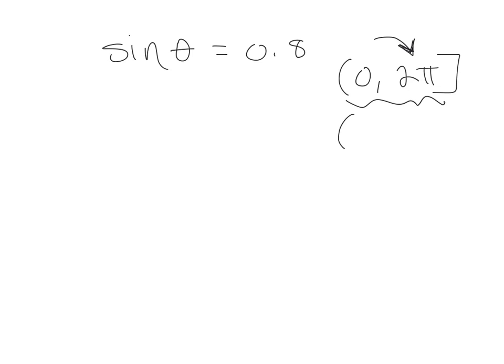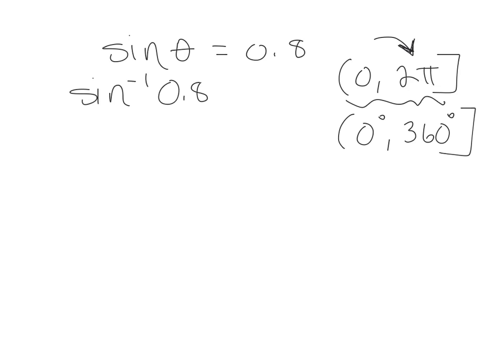If I wanted my answer in degrees, I would do it like that. And I would say, this is really saying find all the answers on the circle in degrees. So I would take my calculator and I would punch in inverse sine of 0.8. I would make sure my calculator was in degree mode if I want the degree answer. And I would say second sine 0.8. And this time I would get roughly 53 degrees.